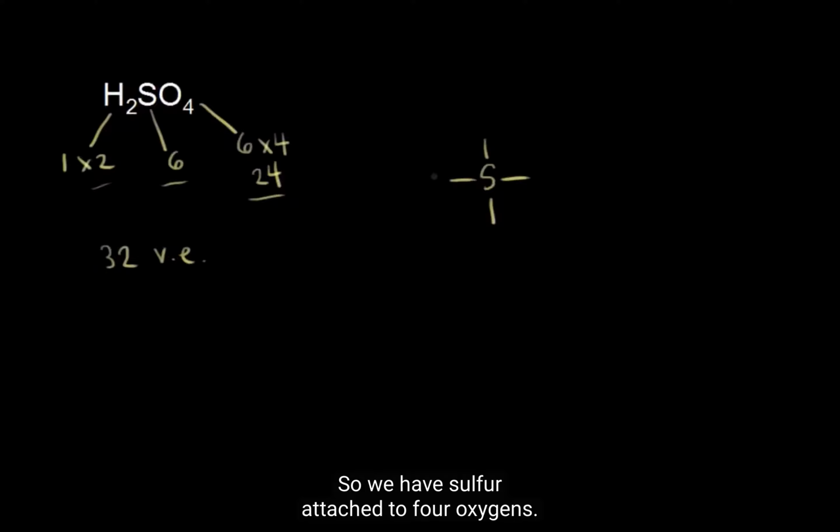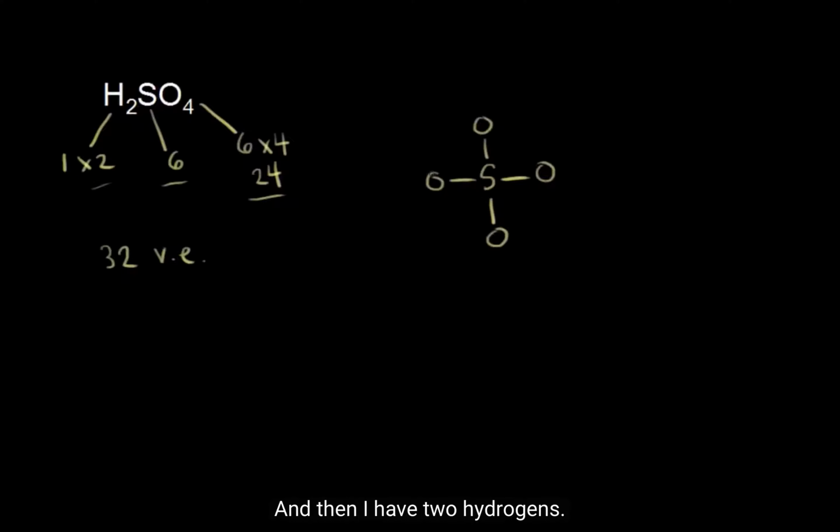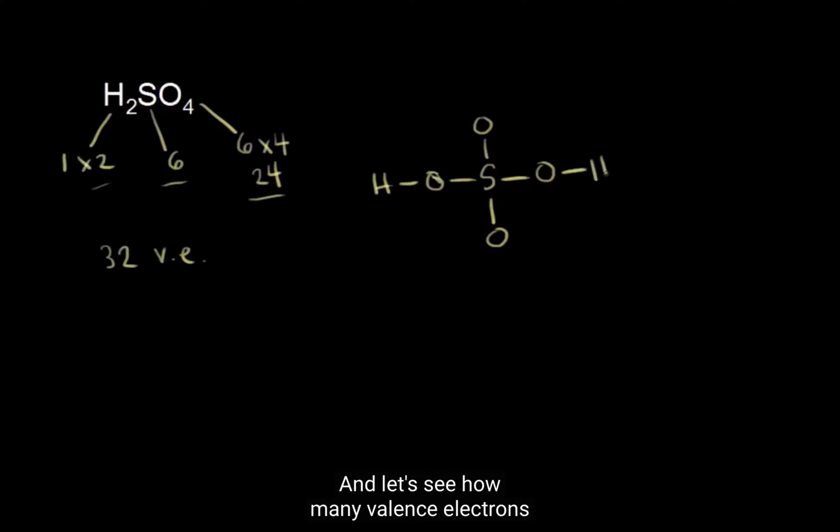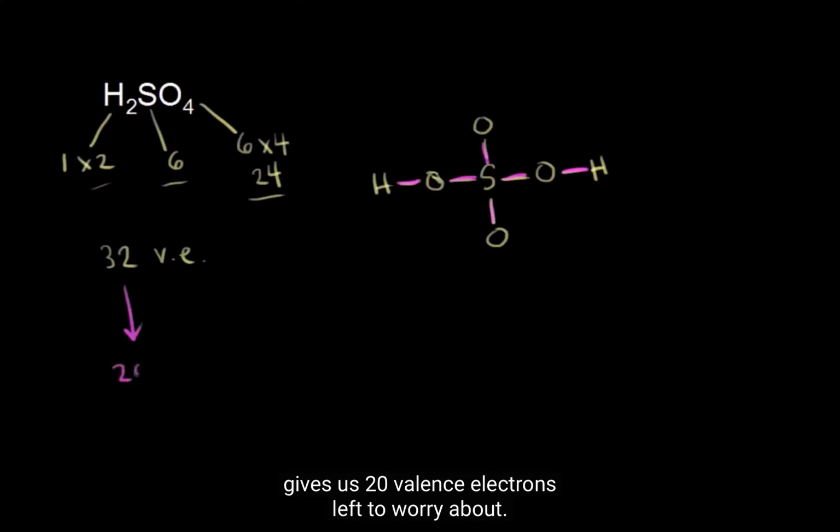So we have sulfur attached to 4 oxygens. I'm going to go ahead and put my 4 oxygens in there like that. And then I have 2 hydrogens. And by experience, you're talking about an acid here. You're going to put your hydrogens on oxygens. And so we're going to go ahead and put our hydrogens here. And let's see how many valence electrons we've used up drawing this skeleton here. So we have 2, 4, 6, 8, 10, and 12. So we've used up 12 valence electrons, so 32 minus 12 gives us 20 valence electrons left to worry about.